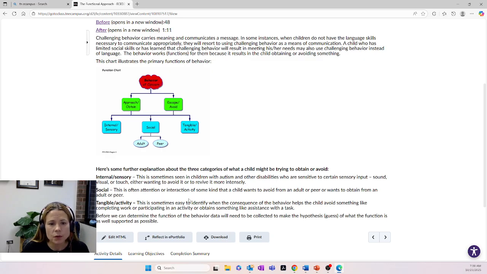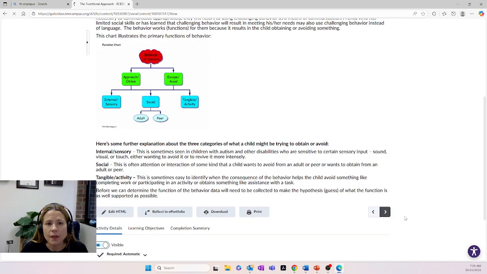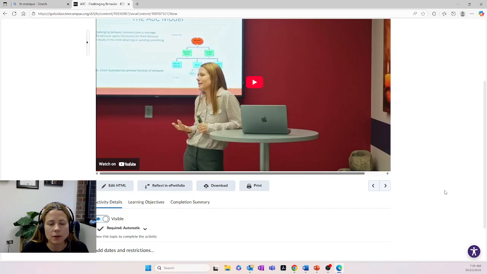Then you have social, which is often attention or interaction. Some kind of child wants to avoid something from an adult or a peer or to obtain something from an adult or peer. And then next is the tangible activity. This helps the child avoid completing their work or participating in an activity, or they want to obtain some assistance with a task and they don't do it independently, right? But before you can determine the function of a behavior, you really have to collect data. That way we can make a guess or a hypothesis of what function it is and how we can support it. Okay, so that's beginning to talk about that functional behavioral assessment.